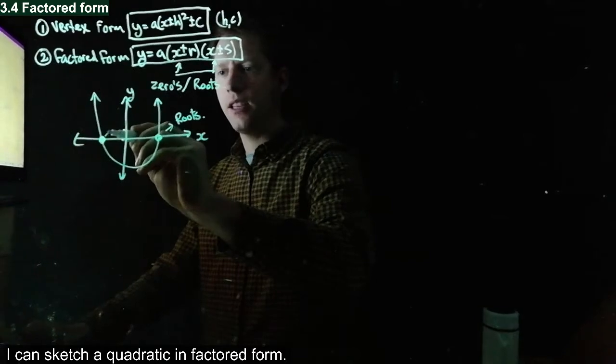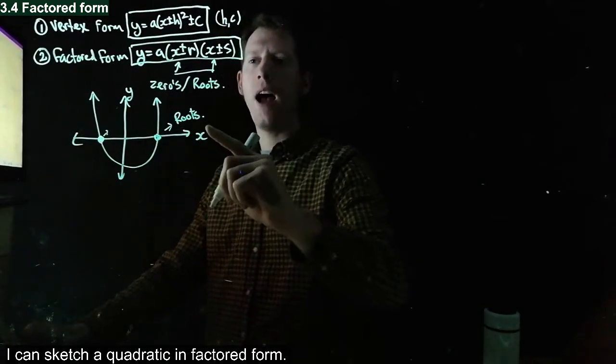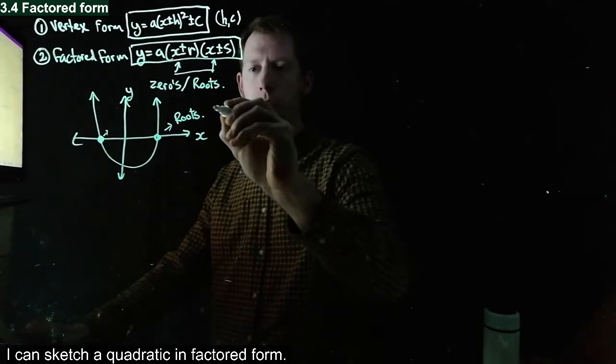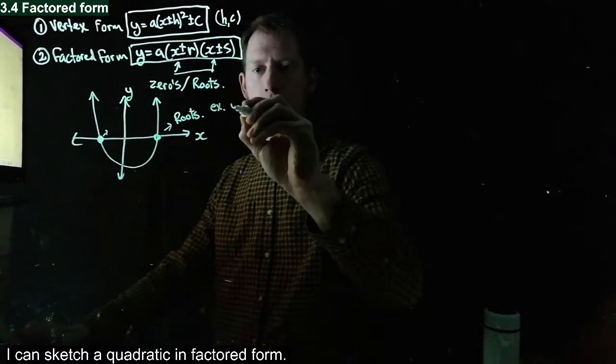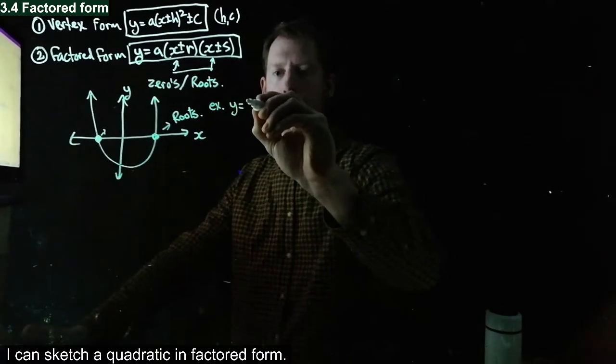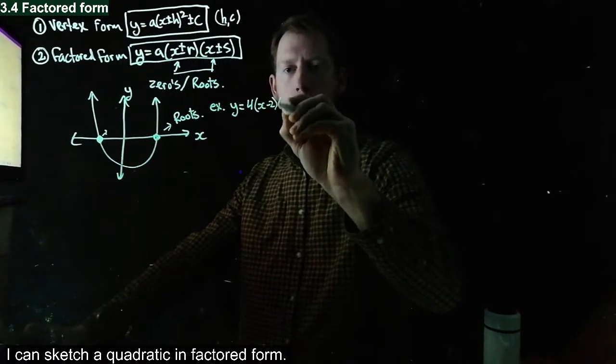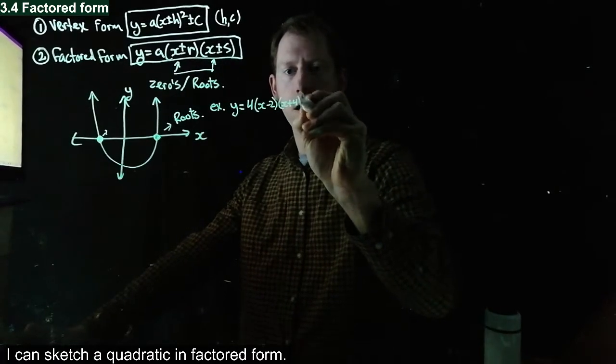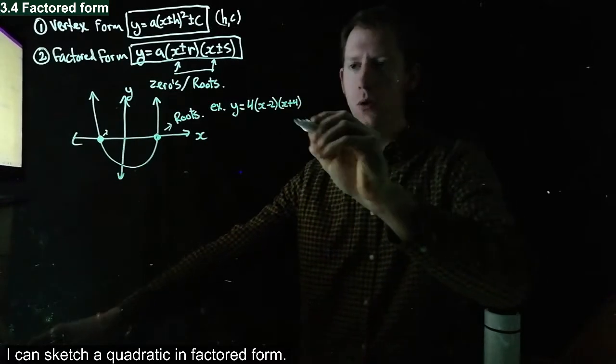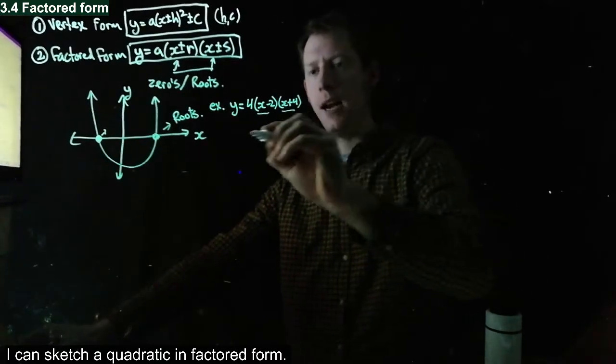in this case, we have 2 roots. You can find the roots. How can I find the roots? Let's do an example. If I have y is equal to 4 times (x minus 2) multiplied by (x plus 4), you can find the roots by looking right here and here.